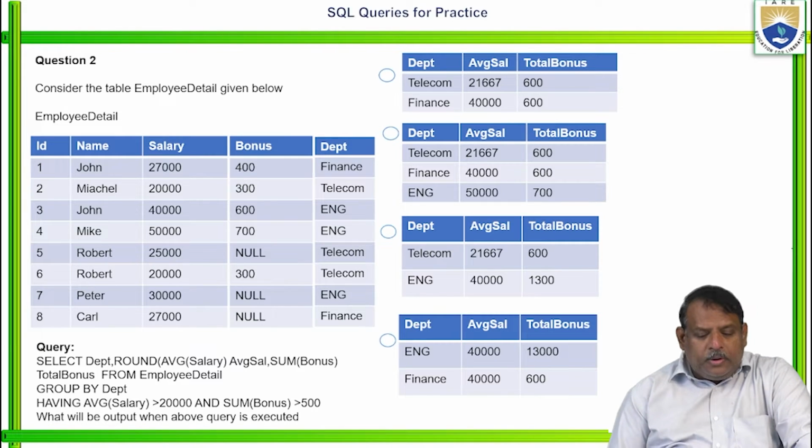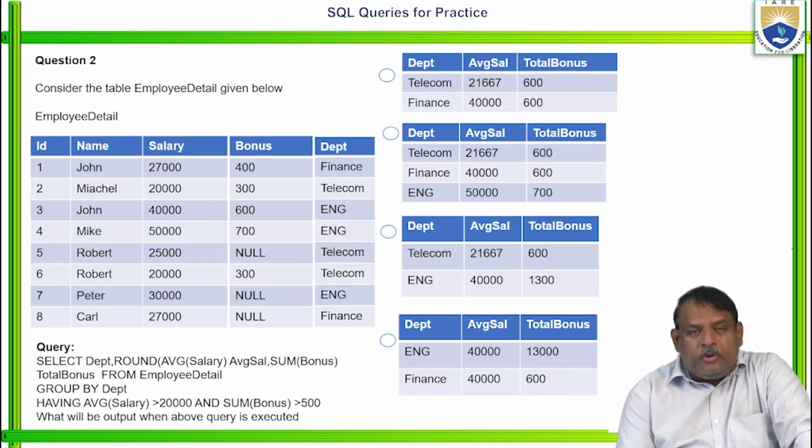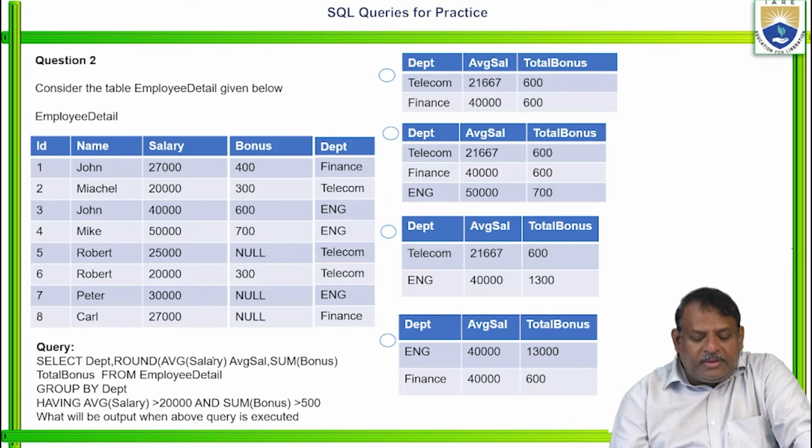No problem. Now, what is the query given to us? Select department, round off average of salary, so average salary of the department, and then the sum of the bonus. For round of average salary, the alias name is average salary. It is a column alias. Same way, sum of bonus is total bonus.